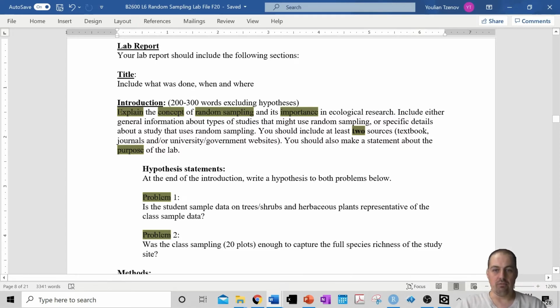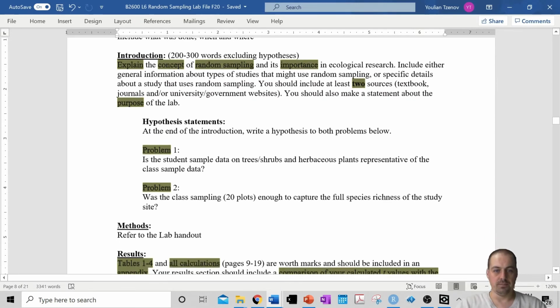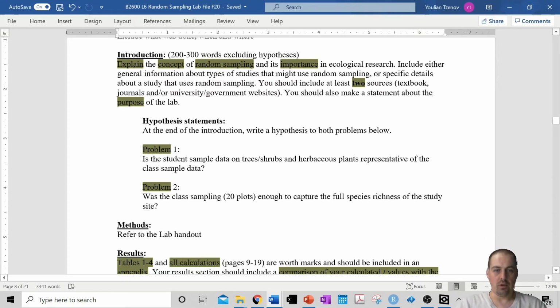And you should finish off with your statement on the purpose of the lab. So you're going to have 2 hypotheses at the end of your introduction. Hypotheses are going to be based on these 2 problems here. So if you never had me in first year, and if you don't remember how to make a hypothesis, the easiest way to do it is to just turn your problem into a statement. So is the student sample data on trees, shrubs, and herbaceous plants representative of class sample data?